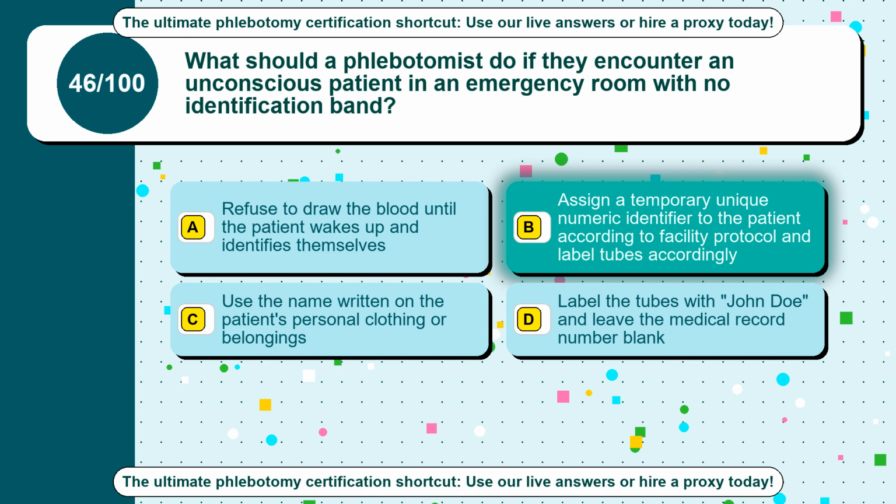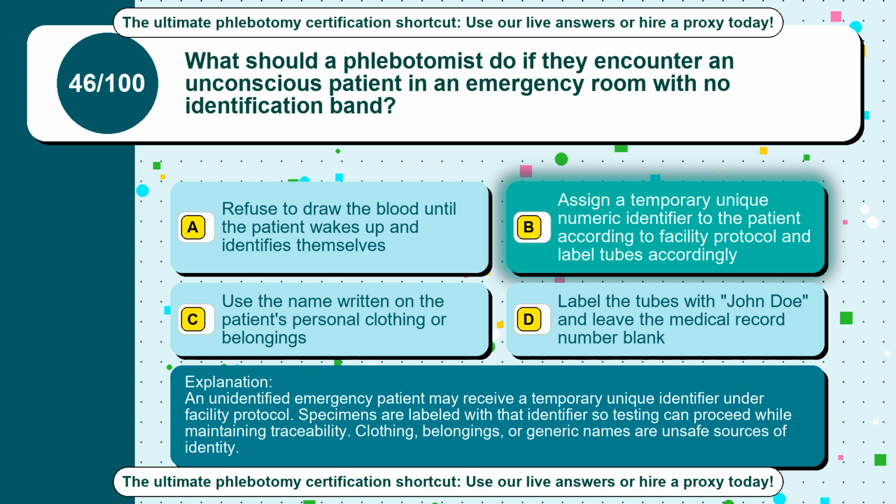label tubes accordingly. An unidentified emergency patient may receive a temporary unique identifier under facility protocol. Specimens are labeled with that identifier so testing can proceed while maintaining traceability. Clothing, belongings, or generic names are unsafe sources of identity.